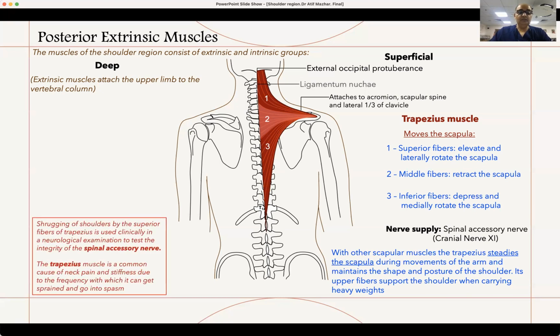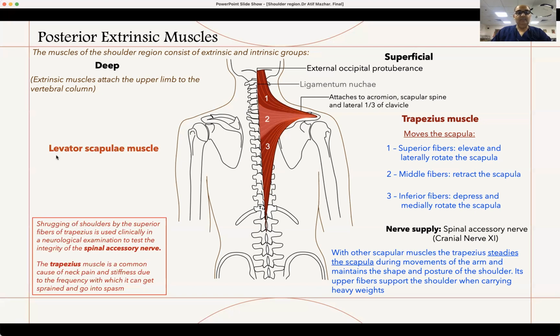Now, shrugging of the shoulder. I'm raising my shoulders. This is the shrugging. So if I ask a patient to shrug the shoulder, I have tested the 11th cranial nerve. And the trapezius is a very common cause of neck pain and stiffness. That's why you can see people do massage on their trapezius. That relieves a lot. Now, this was a superficial muscle. Now we are coming to the deep muscle.